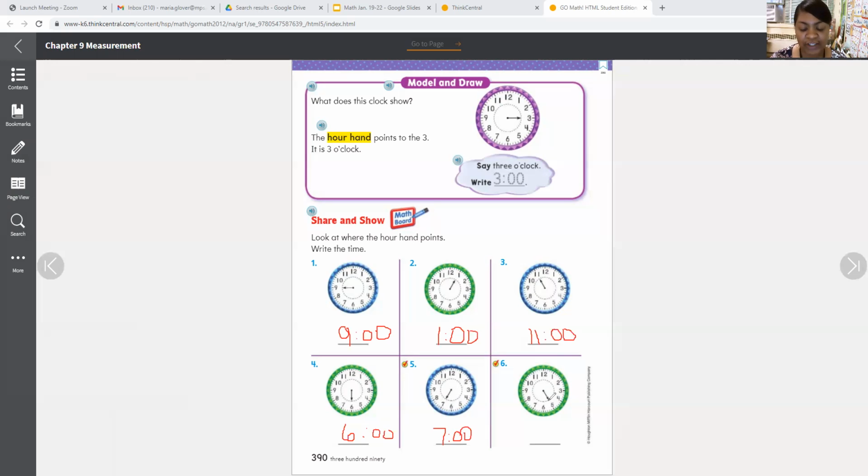All right. Our shorthand is pointing towards the 5. That means it is 5 o'clock. We write our 5, our colon, and 2 zeros to show that it is 5 o'clock.